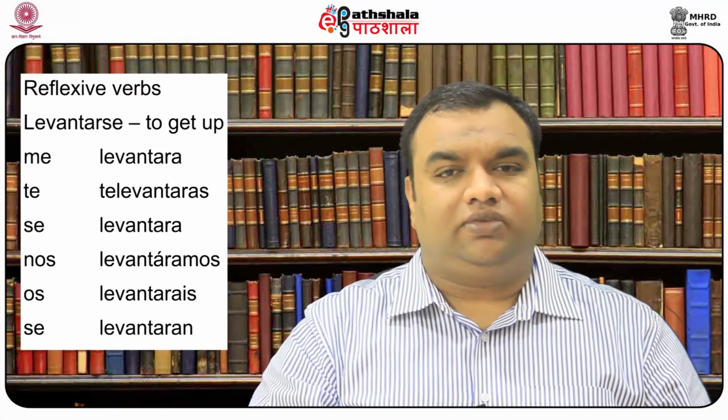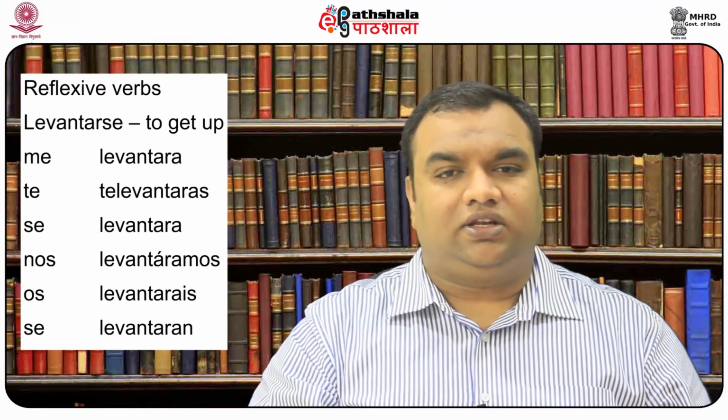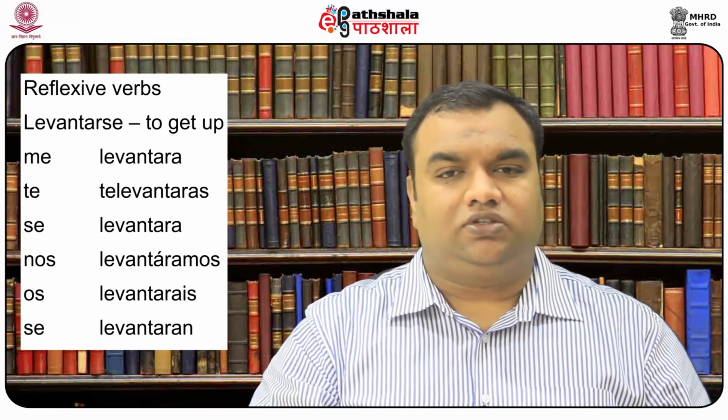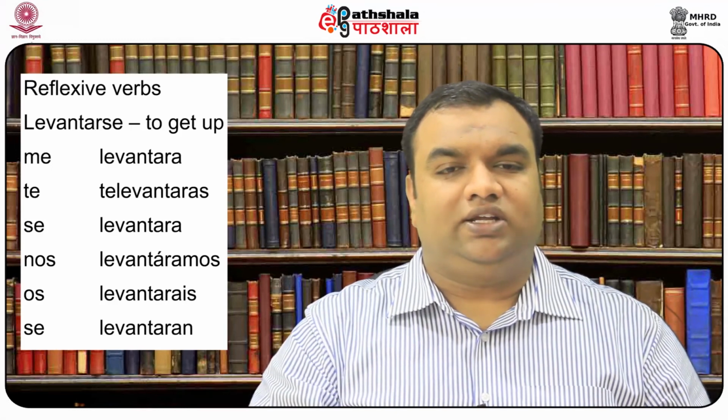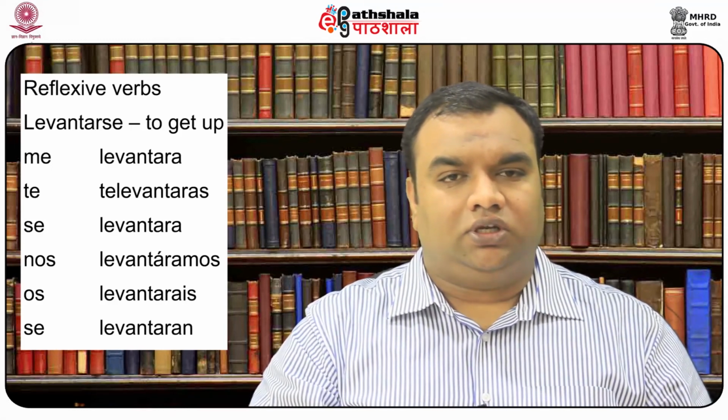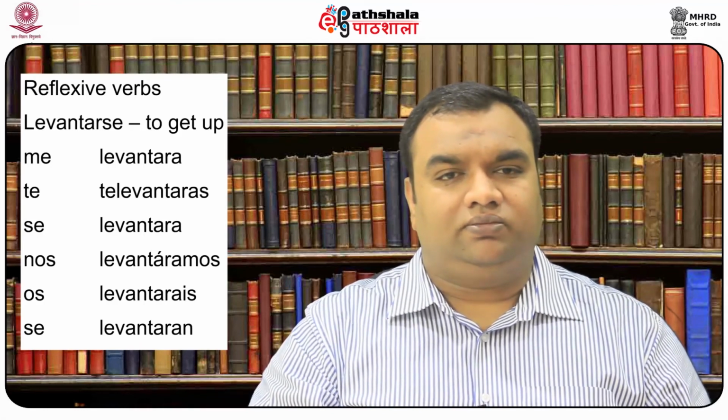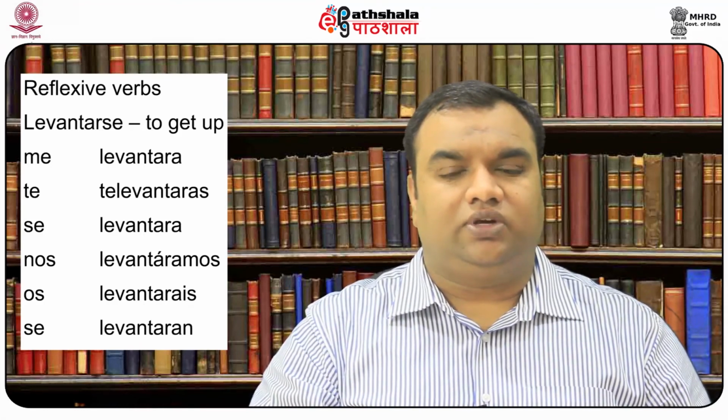Let us now take up some reflexive verbs and see their conjugation pattern in the imperfect subjunctive. As in any other conjugation of reflexive verbs, in the imperfect subjunctive also, the most important part is to remember placing properly the pronouns me, te, se, nos, os, and se. Many a time, students tend to forget them quite easily. Let us take the example of the verb levantarse, which means to get up.